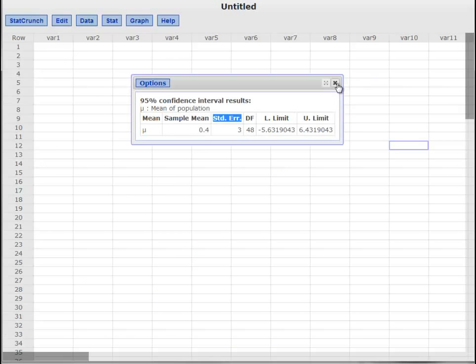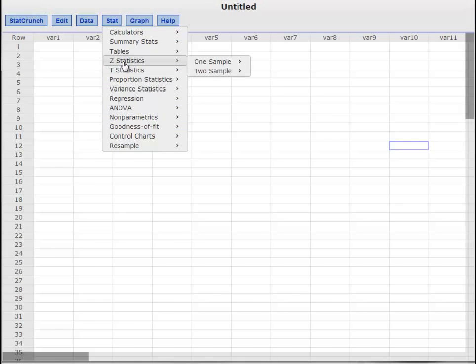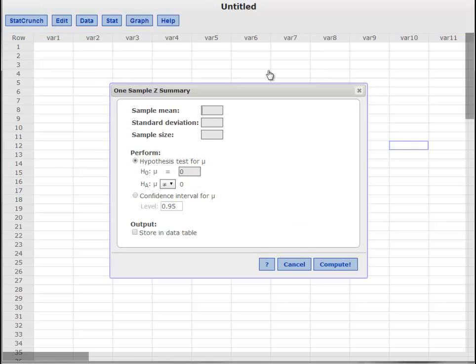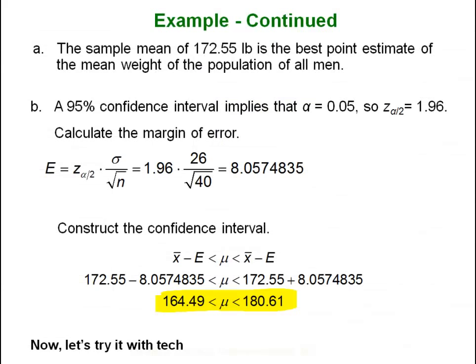StatCrunch, just as easy as before. Stat, only now we're doing Z statistics, one sample with summary. Same thing, plug in the 172.55. Standard deviation, I think it was 29. Sample size was 40. Compute. There we go. Okay, technology a lot easier than dealing with these formulas.